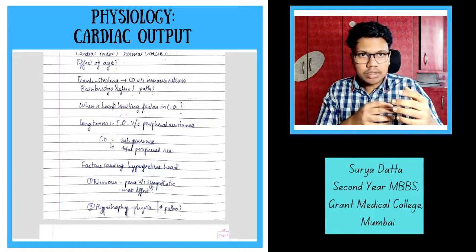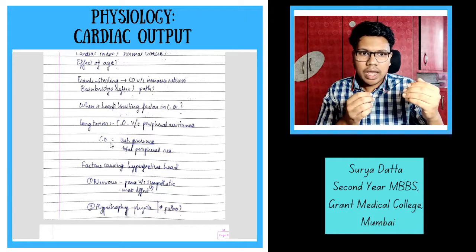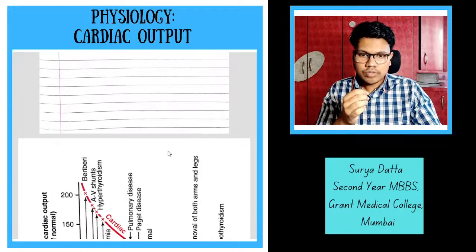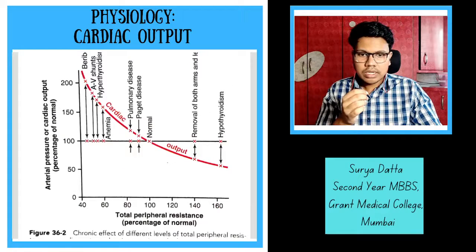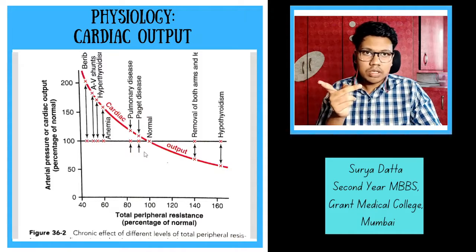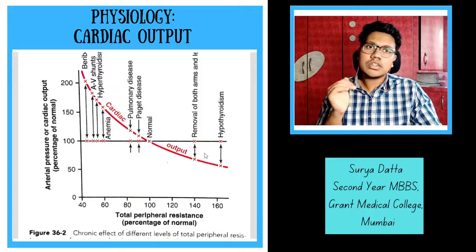Because a question can be asked: what happens if a person loses a limb? What then? If you just look at the graph, if you remove the arms, then the peripheral resistance is going to increase, which basically means two things. If the cardiac output has to remain normal, then the arterial pressure has to increase. But arterial pressure can only increase to a certain amount.